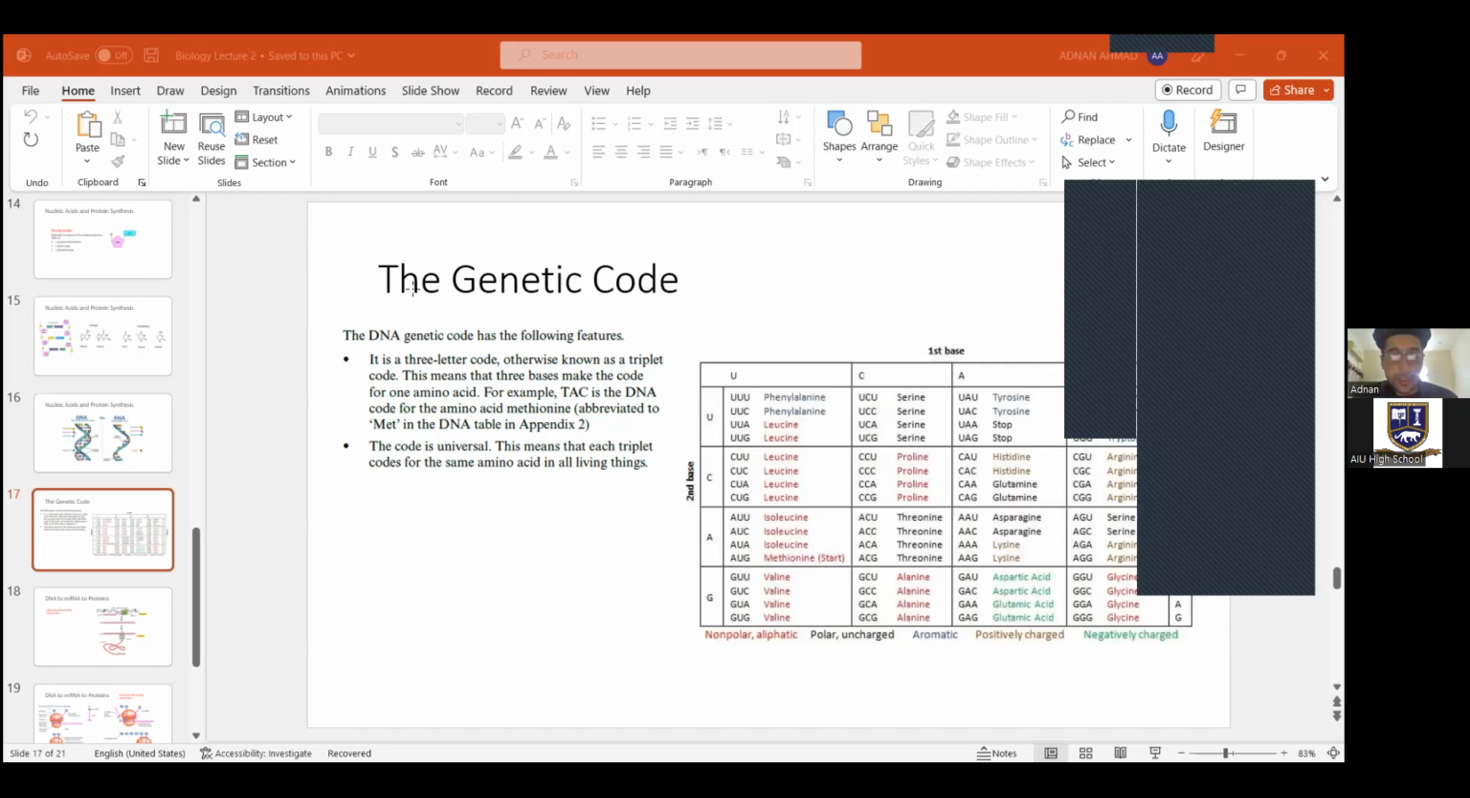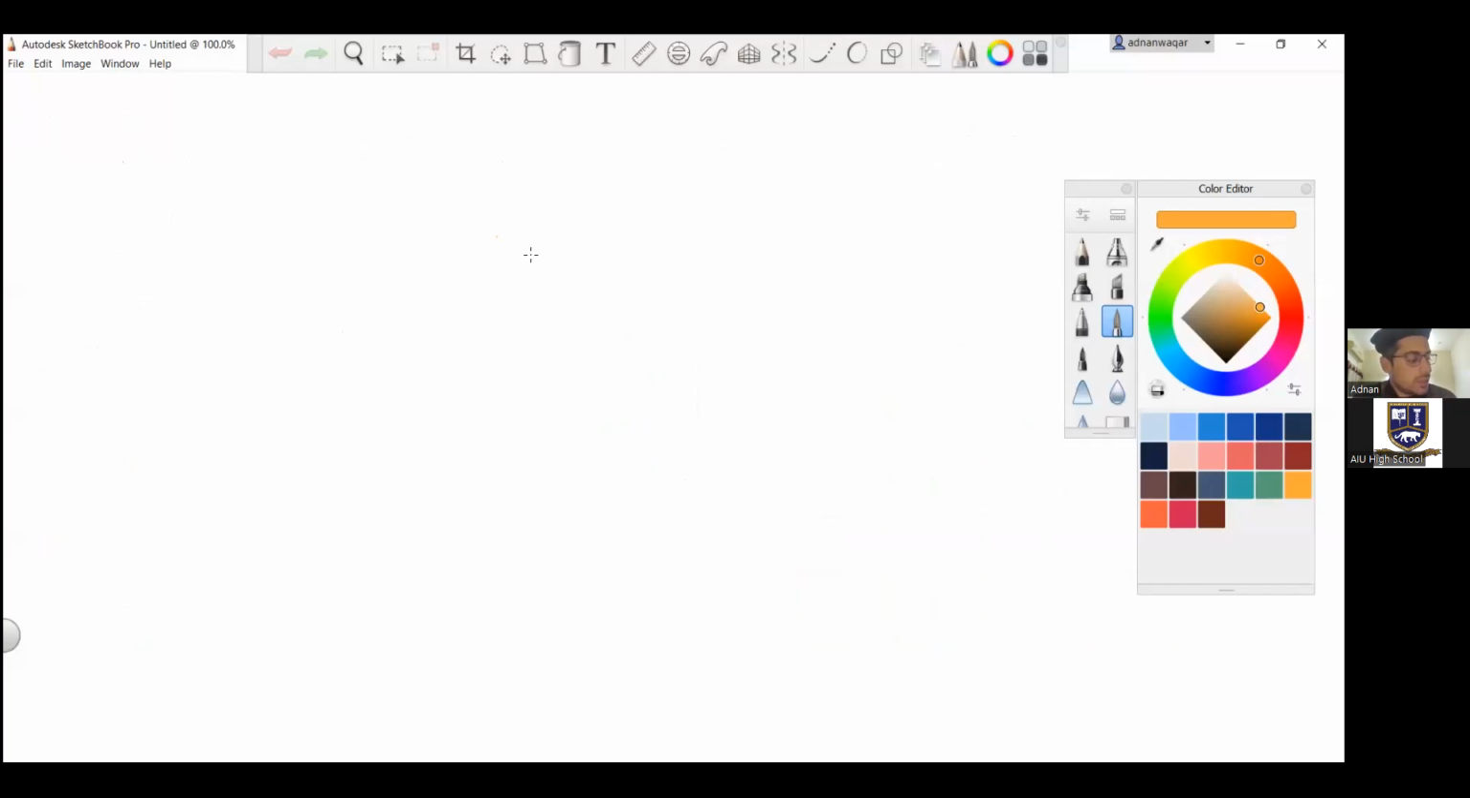Okay, so now that you know that A will come in front of T, and G will be paired with C, right? So now let us look at the structure of the proteins.